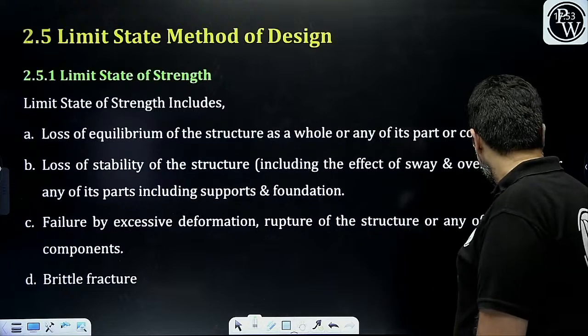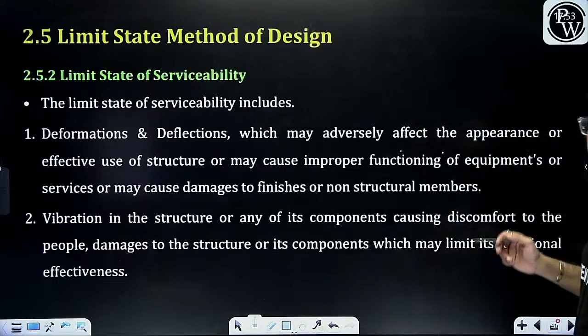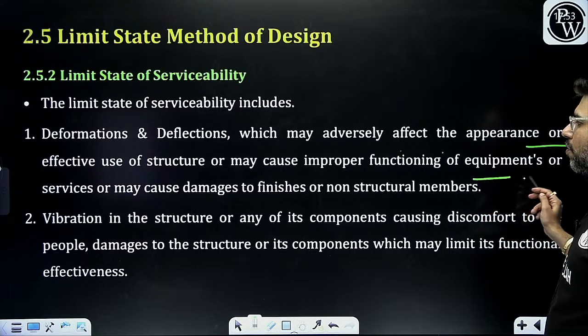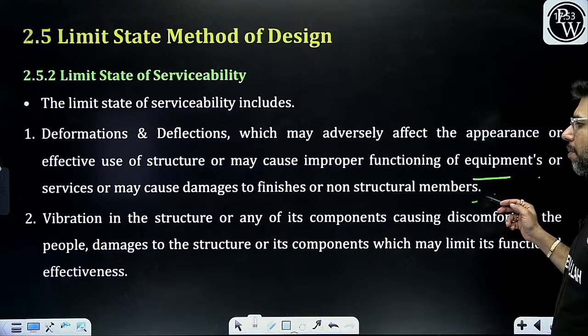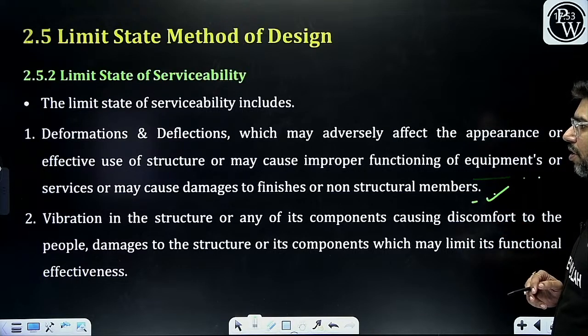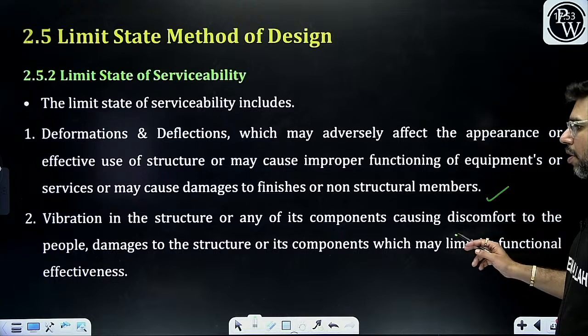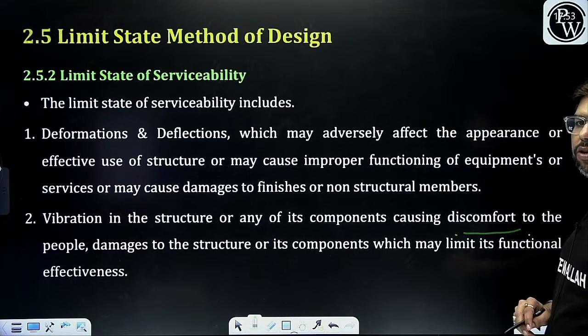Okay. So, your deflections and deformation should not adversely affect the appearance or effective use of the structure, or cause improper functioning of equipment or services, or cause damage to finishes or non-structural members. Vibration in the structure or any of its components should not be there, causing discomfort to the people, damage to the structure, etc.